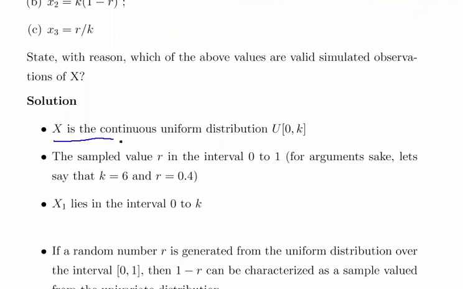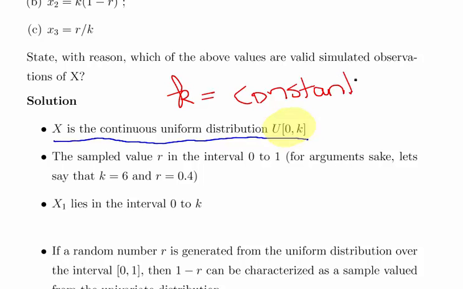So, x is a continuous uniform distribution over the interval 0 to k. So the sample value r is in the interval 0 to 1. For argument's sake, let's say k is equal to 6 and r is equal to 0.4. That means x1 lies in the interval 0 to k. Is that clear? So essentially, k is a constant, and what we're going to do is multiply it by r, and r is going to be less than 1. So that means r times k is going to be less than k.